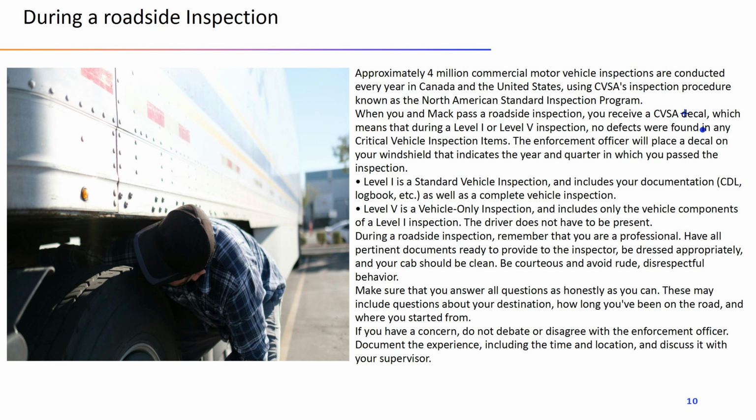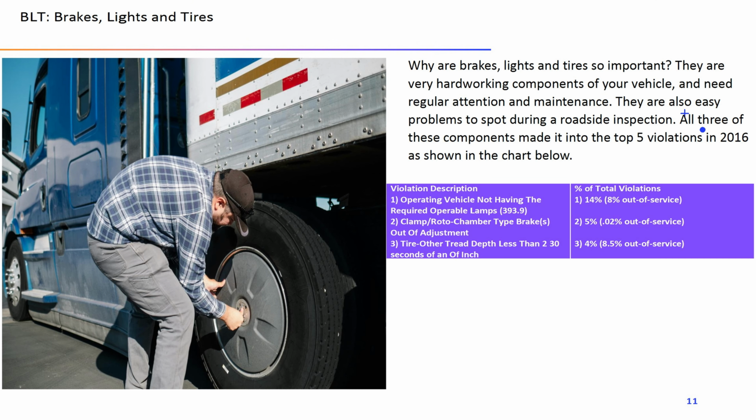During a roadside inspection, remember that you are a professional. Have all pertinent documents ready to provide to the inspector. Be dressed appropriately, and your cab should be clean. Be courteous and avoid rude, disrespectful behavior. Make sure that you answer all questions as honestly as you can. These may include questions about your destination, how long you've been on the road, and where you started from. If you have a concern, do not debate or disagree with the enforcement officer. Document the experience, including the time and location, and discuss it with your supervisor.